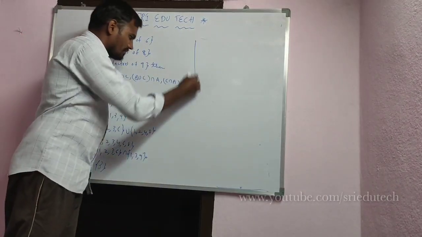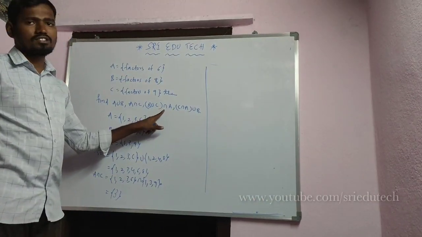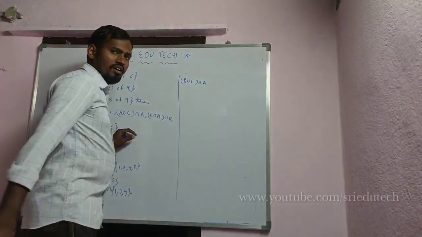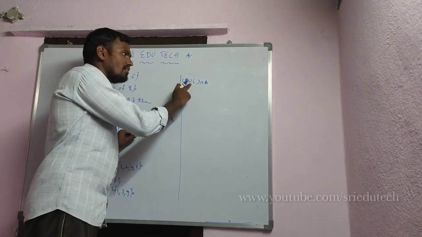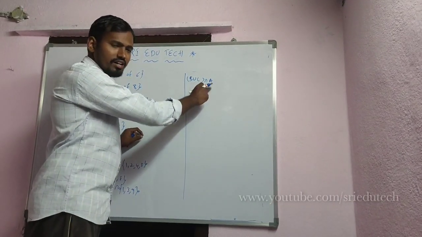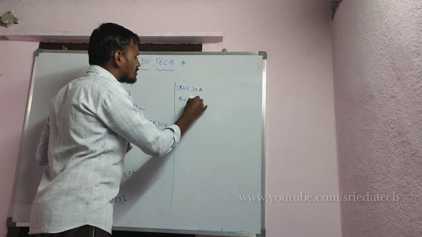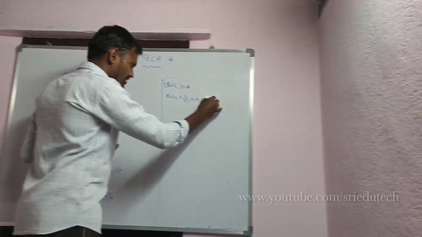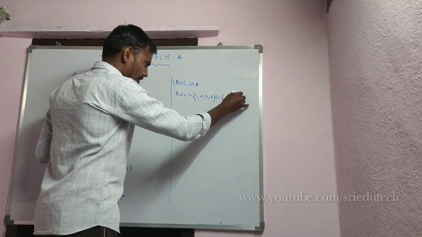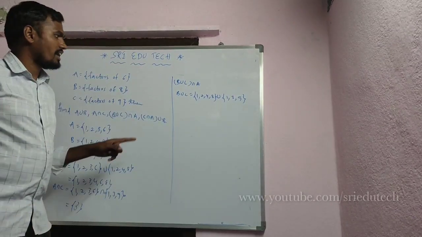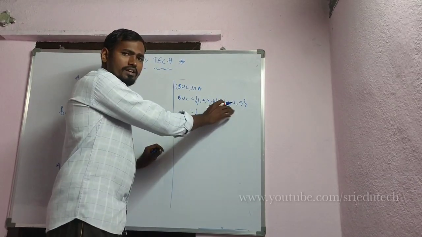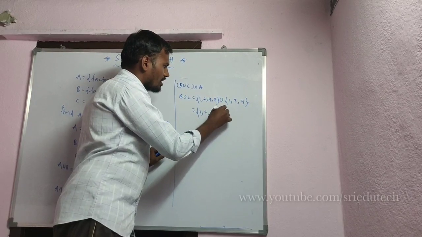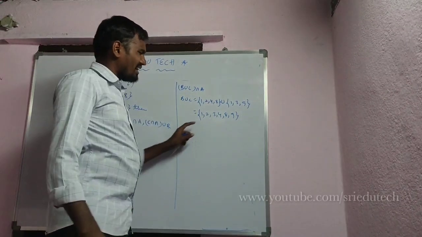Next, B union C of intersection A. So first you have to find B union C, then we have to take the intersection with A. First B union C is equal to, what is B? 1, 2, 4, 8. Union C means 1, 3, 9. See, union means combination. So write 1, 2, 3, 4, 8, 9. Write in order.